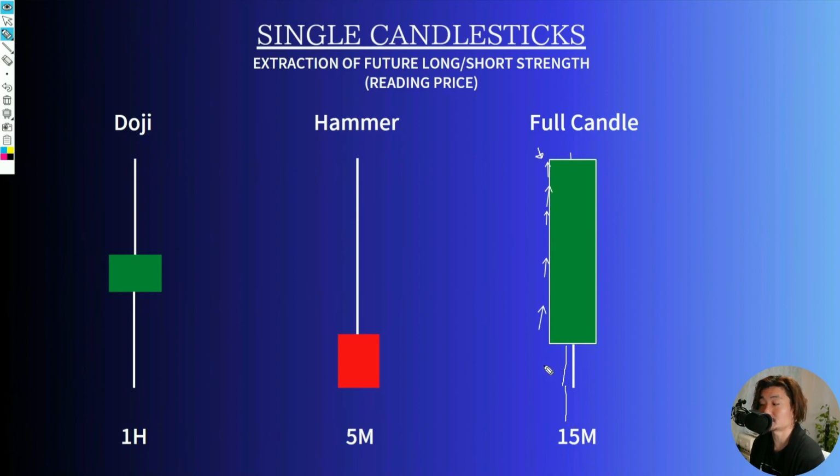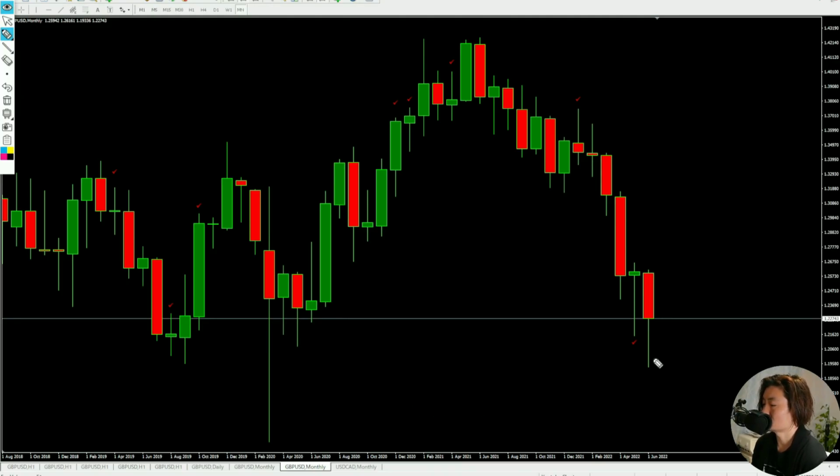Showing that although price did reach lower levels, the buyers were able to push price right back up. Okay, but that's optional. So now let's go on to looking at some real chart examples of these single candlesticks. This is the pound dollar monthly chart. First of all, we got this candle right here.